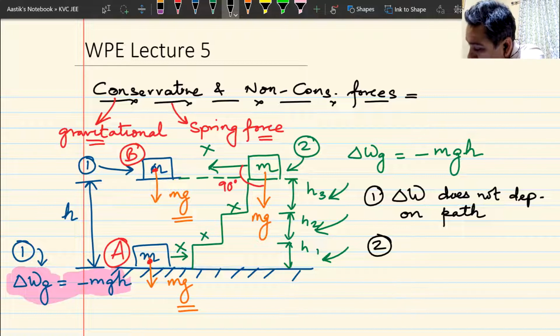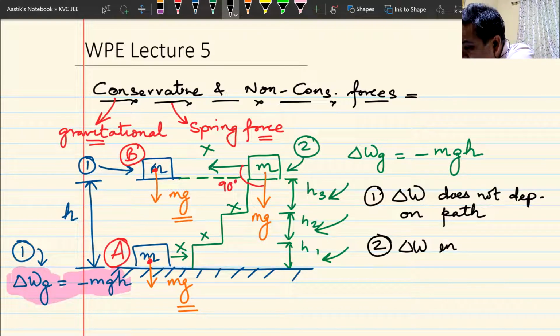Work done by the force is zero. In a closed path. Which force? Conservative force. Work done by conservative force is zero. Where? In a closed path. Great. Work done by conservative force in a closed loop is zero.